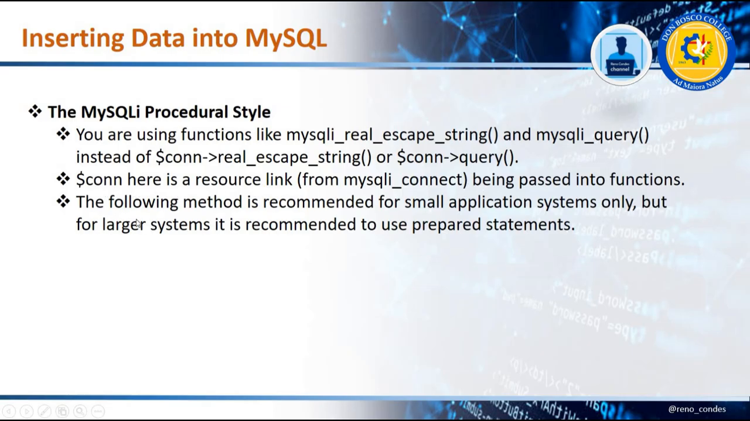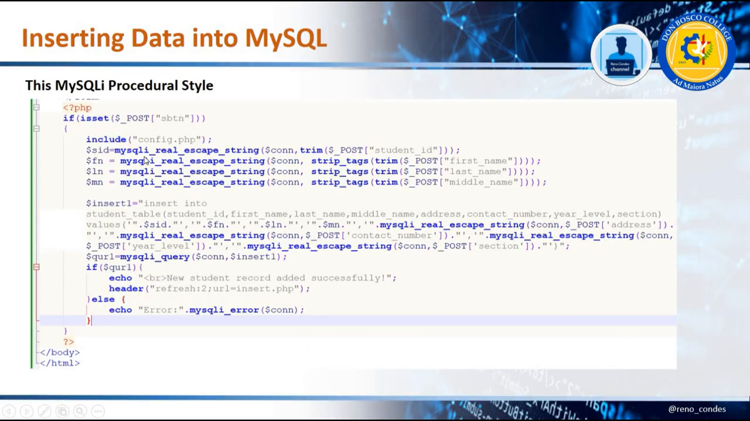The following method is recommended for small application systems only, but for larger systems it is recommended to use prepared statements. The following is the PHP procedural style coding. This part, I divided into two ways of getting the value from our GUI. First, get the value from the GUI using the post method and handle it by our argument before passing the argument inside the values of the mysqli_query.